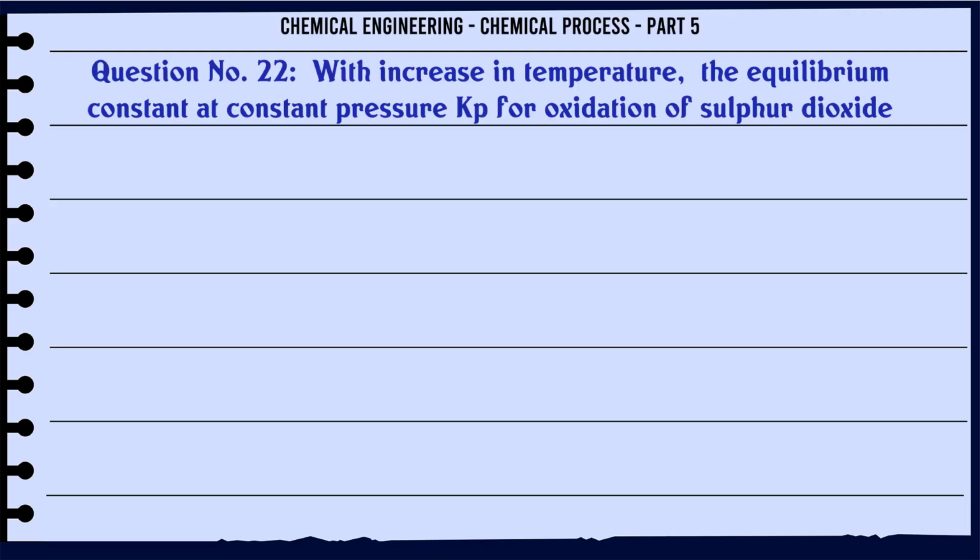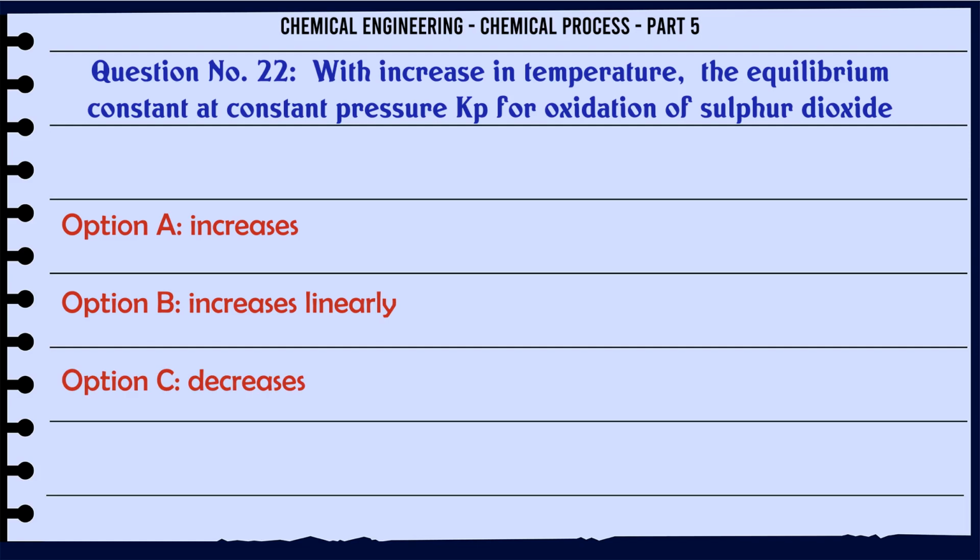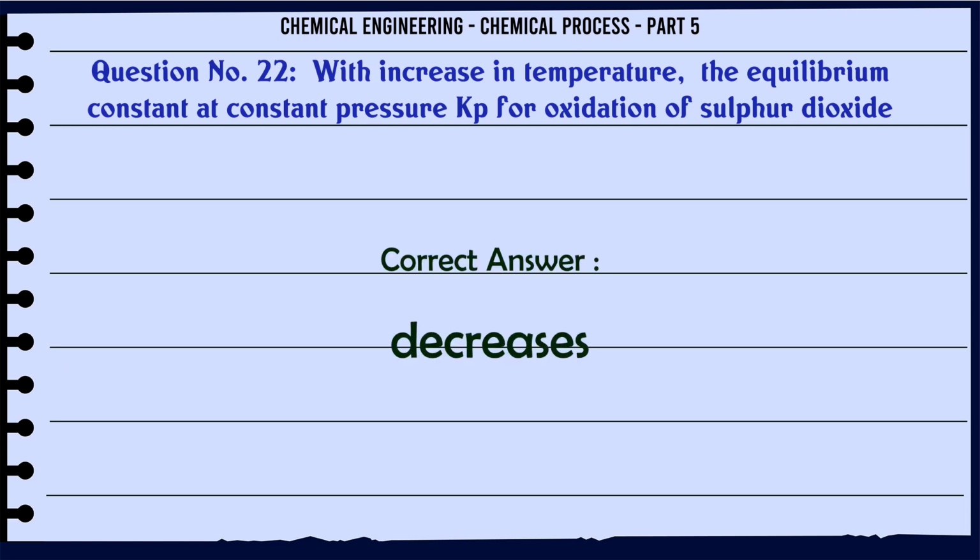With increase in temperature, the equilibrium constant at constant pressure Kp for oxidation of sulfur dioxide A. increases. B. increases linearly. C. decreases. D. decreases linearly. The correct answer is decreases.